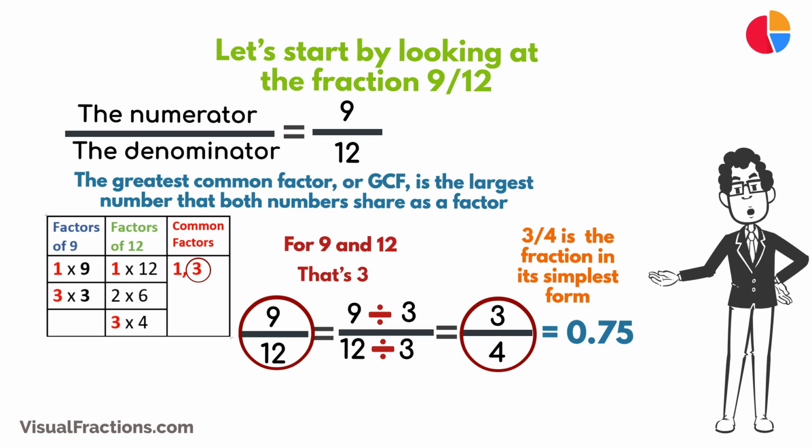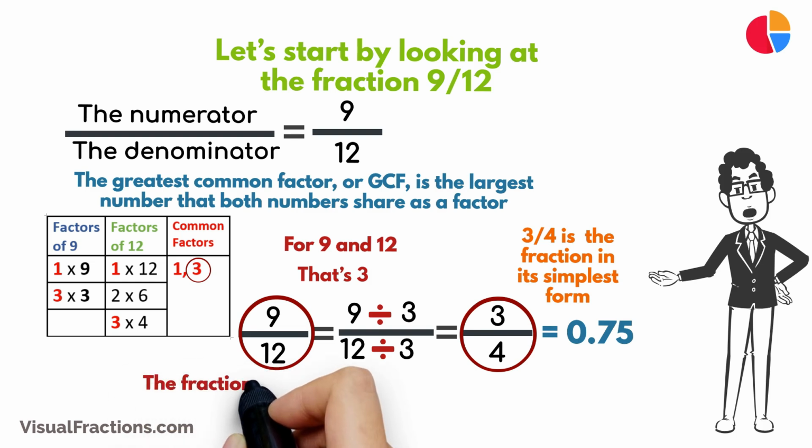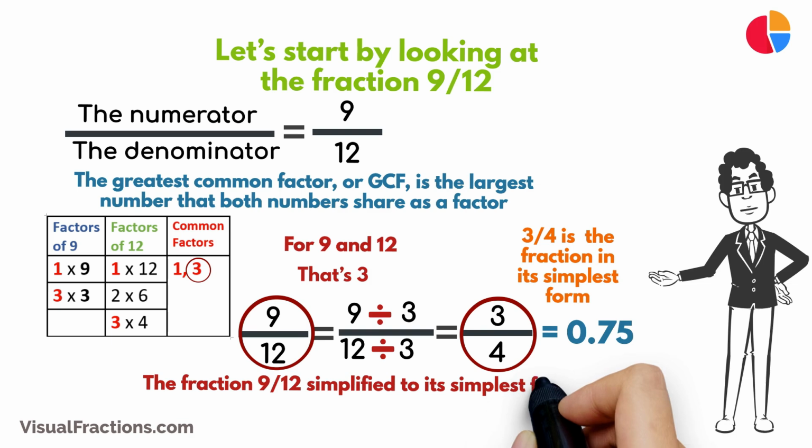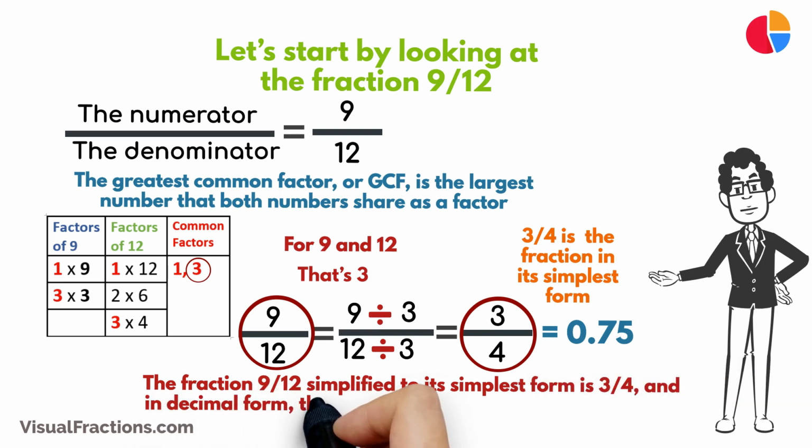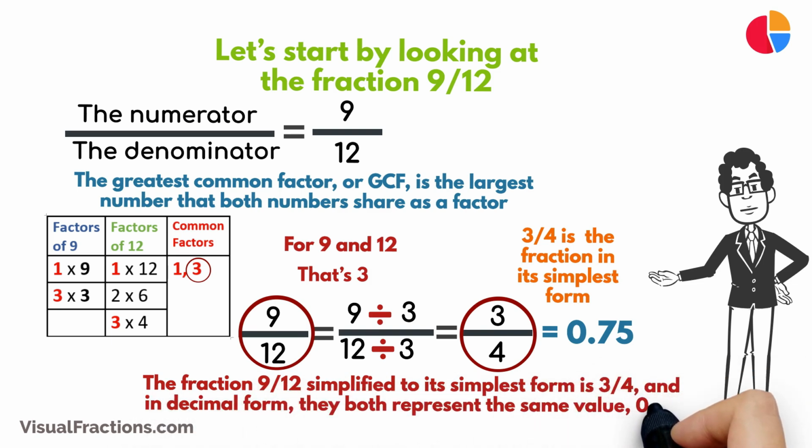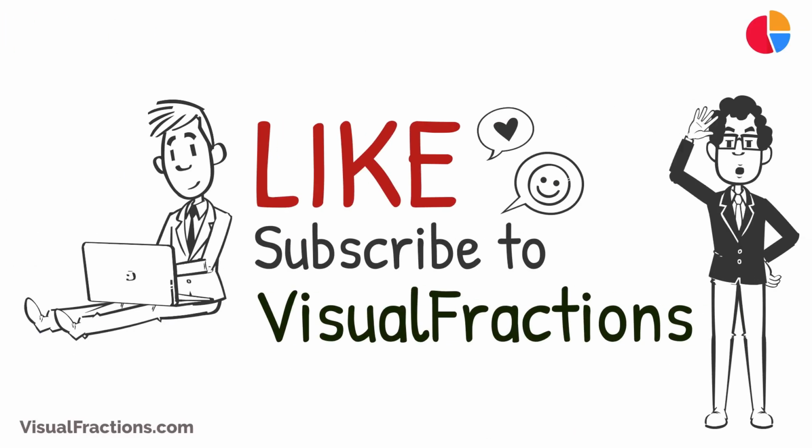So, there you have it. The fraction 9/12 simplified to its simplest form is 3/4, and in decimal form, they both represent the same value, 0.75.